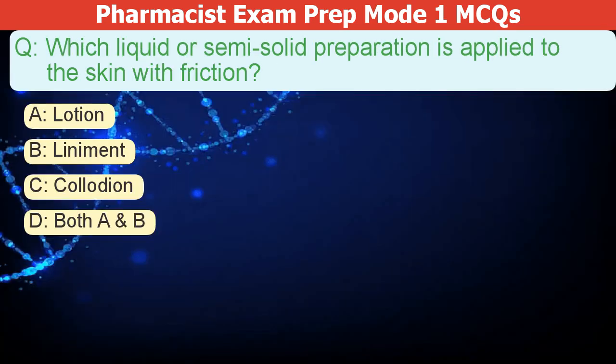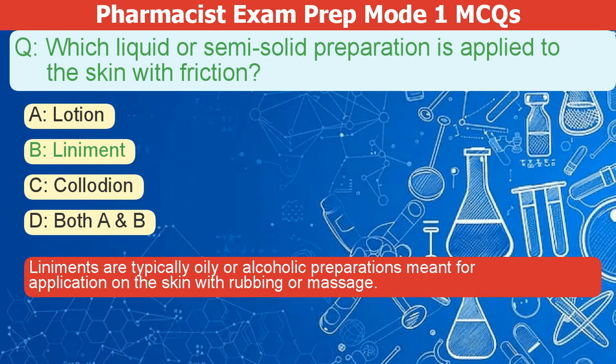Which liquid or semi-solid preparation is applied to the skin with friction? A. Lotion. B. Liniment. C. Collodion. D. Both A or B. The correct answer is B. Liniments are typically oily or alcoholic preparations meant for application on the skin with rubbing or massage.